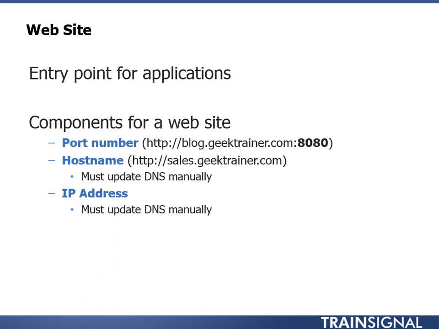And then finally, last but not least, is an IP address. I can just simply add in a brand new IP address to the server and then configure my website to use that IP address. But again, sort of like the port number, where my users are not going to be expecting to type in a number, my users are not going to be expecting to type in an IP address. As a result, I am also going to need to update DNS manually.